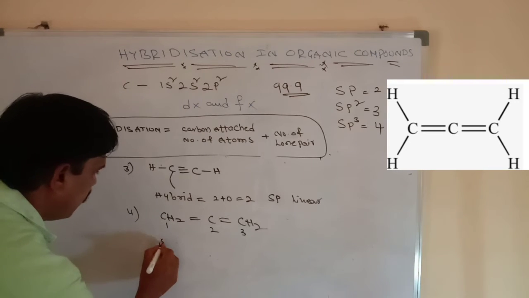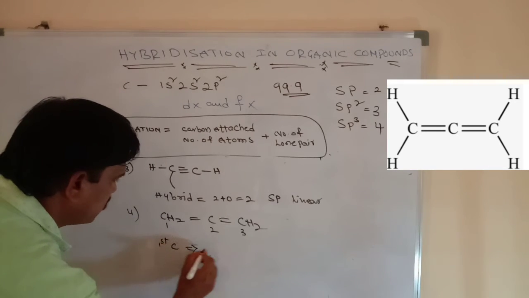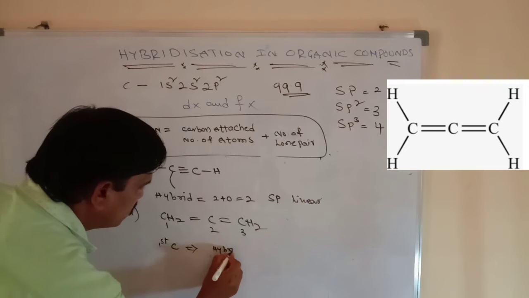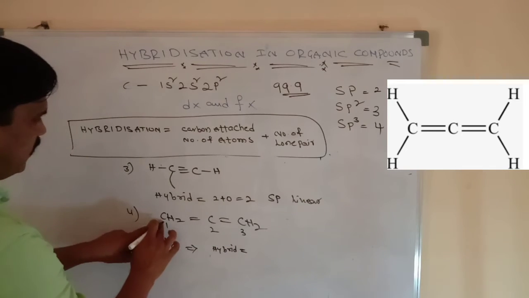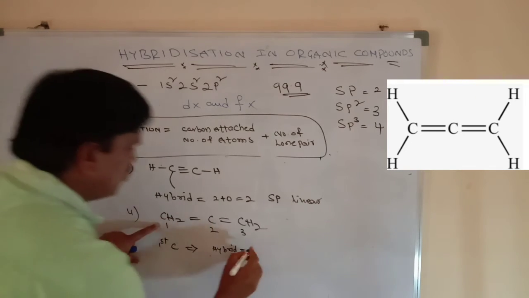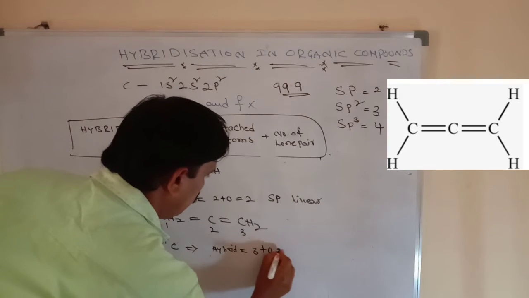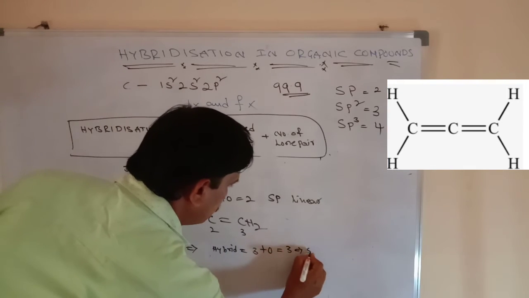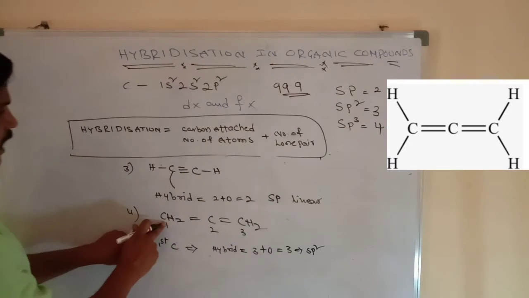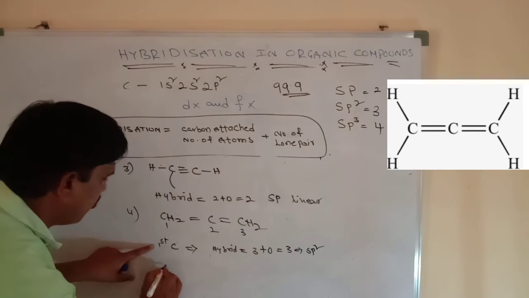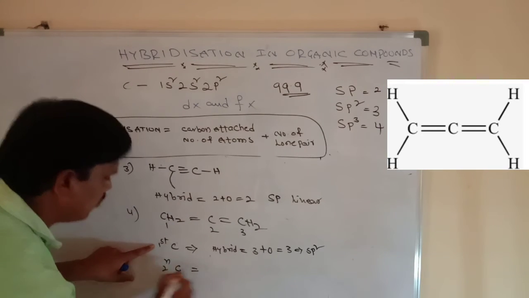So first carbon hybridization. This carbon is attached to a carbon and two hydrogens, which means 3 plus 0, so 3. So which type of hybridization is there in this carbon? First carbon, sp2 hybridization.